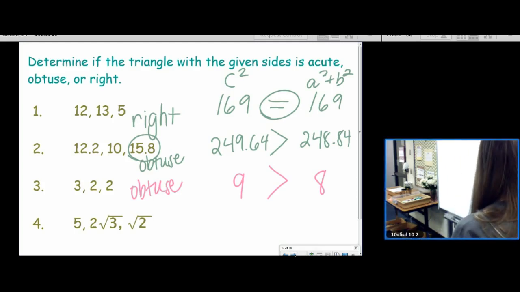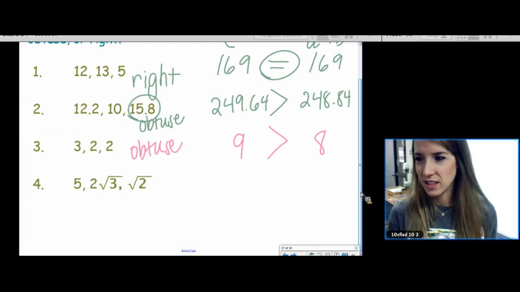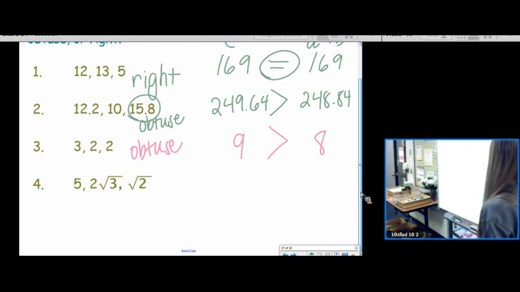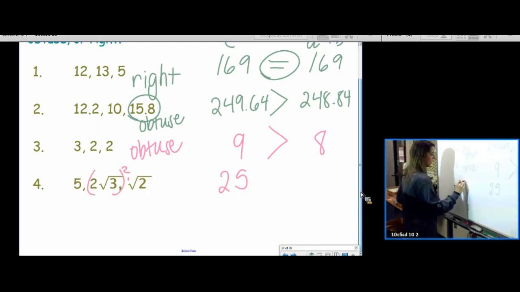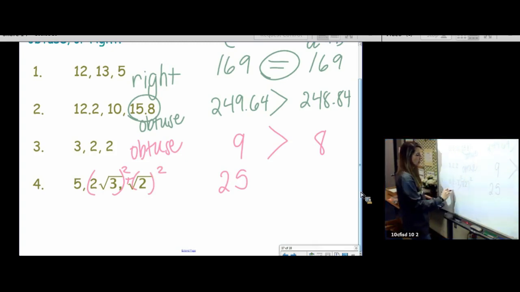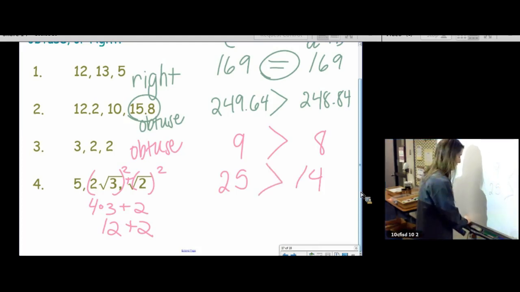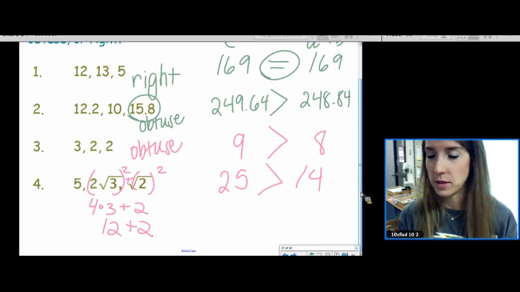All right, last one, number 4. Uh-oh, which ones are C? Which one of those numbers is largest? Is it 2 root 3 or is it 5? Okay, it's definitely 5. All right, so c squared is 25. Now we have to do a squared plus b squared. That's 4 times 3 plus 2, 12 plus 2. Not even close. So the answers were right, obtuse, obtuse, obtuse. Three obtuses in a row.